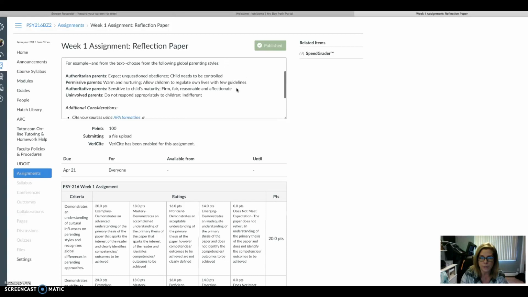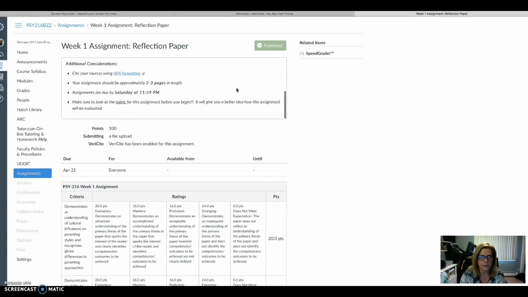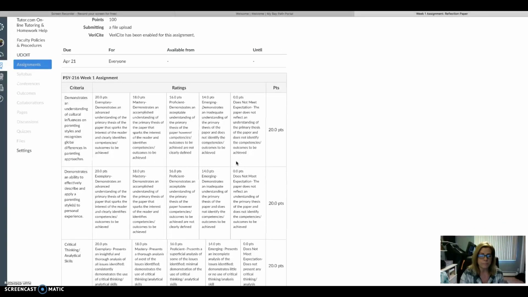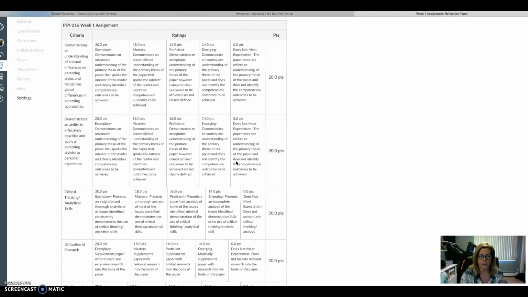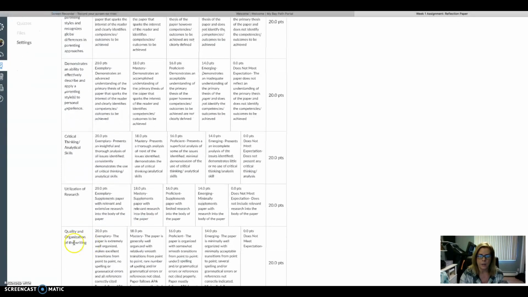You're going to be choosing the parenting style, using APA format, and this paper should be no less than 2 to 3 pages in length, okay? Very important. And cite. Again, a minimum of 3 citations is required for full credit. And you will see the rubric right here. So again, including the research is here, your APA format. So between research and APA format is 40 points right off the bat.